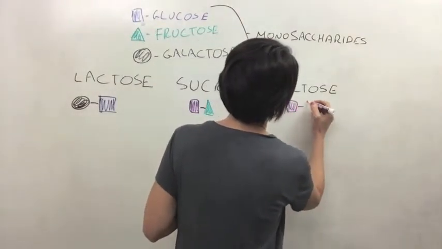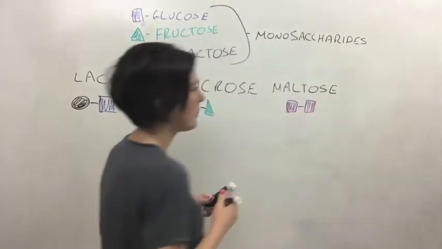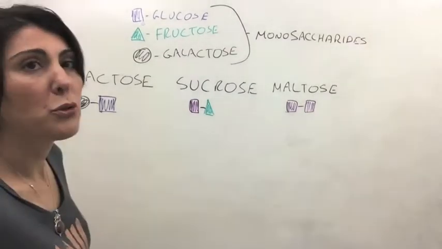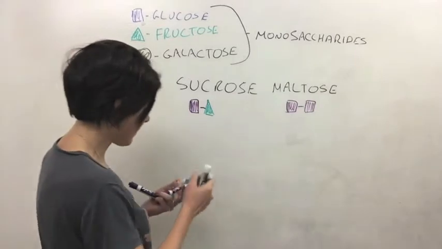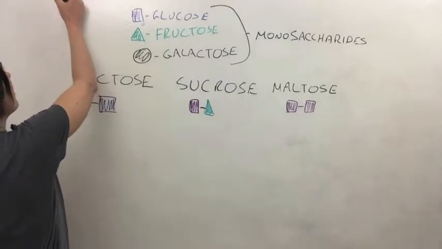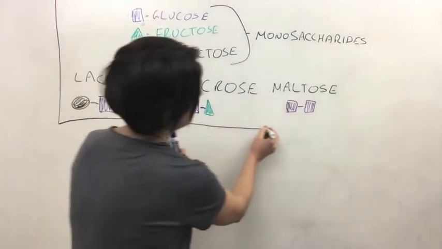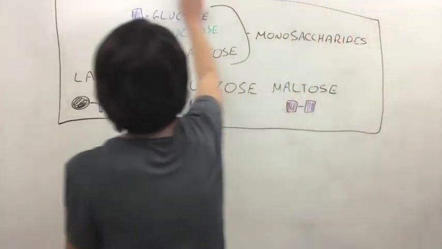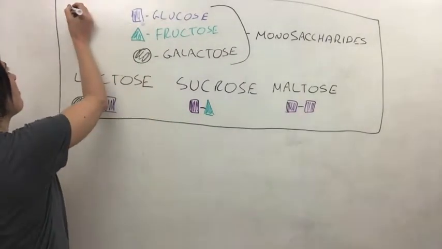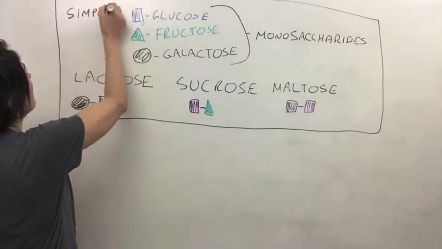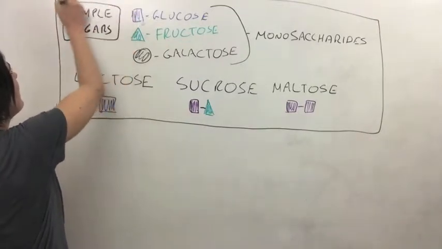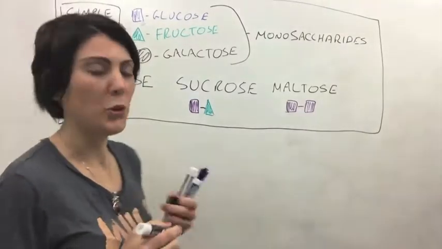I'm not drawing the molecular structure, I'm keeping it very simple, just to give you an idea. Now all these are actually simple sugars. Sucrose is the same as white sugar. So as you're eating table sugar, 50% is going to be glucose and 50% is going to be fructose. So these are simple sugars. You can see that not much digestion needs to occur.